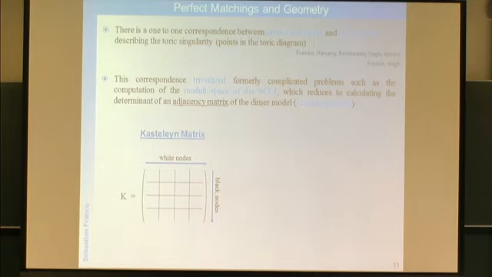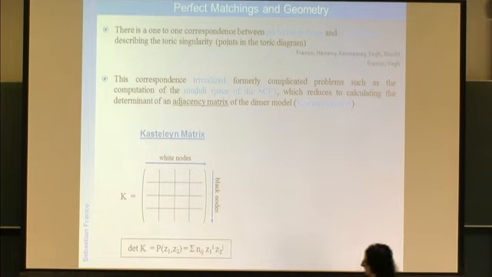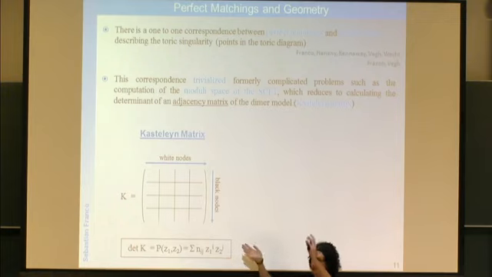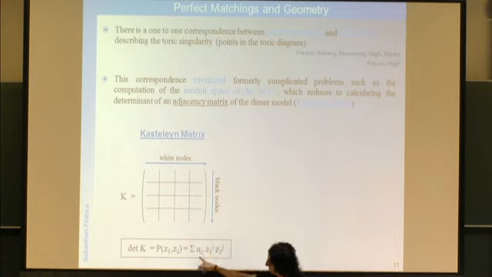I won't go into the details, but you can construct an adjacency matrix of the graph, where the white nodes and the black nodes are the rows and columns, and the determinant of this object automatically spits out a polynomial in two variables. The exponents in these two variables are the two integers that I associated to each of these perfect matchings, and the coefficients are really the perfect matchings. So it's an automatic technology.